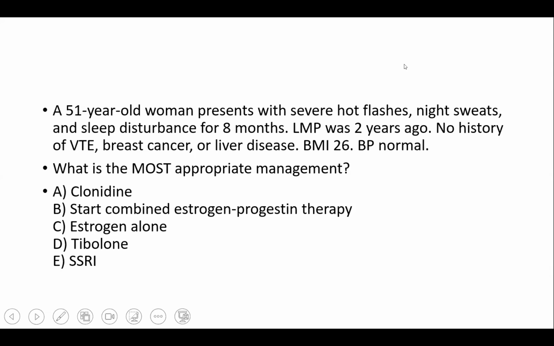Read this. A 51-year-old woman presents with severe hot flashes, night sweats, and sleep disturbances for 8 months. Last menstrual period was 2 years ago. No history of VTE, breast cancer, or liver disease. BMI is 26. Blood pressure is normal. What is the most appropriate management? Clonidine, combined estrogen-progesterone therapy, estrogen alone, Tibolone, or SSRI. So what is your option?